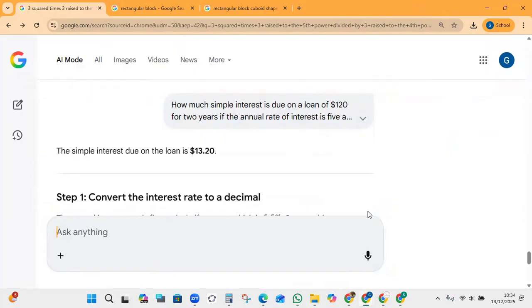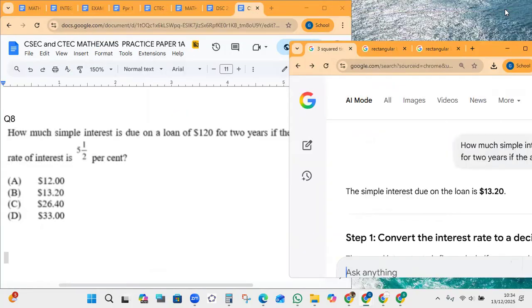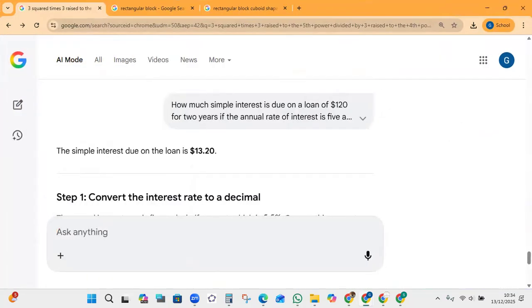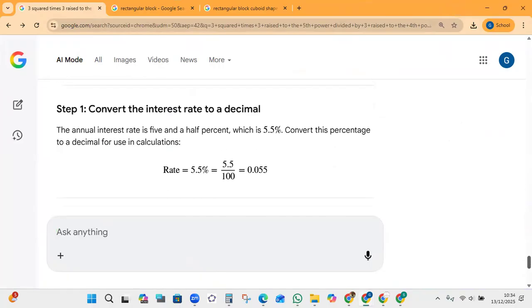So let's see what AI will provide for us as a solution. So it is thinking, and it says the simple interest due on that loan is $13.20. So the question is asking for simple interest. Okay, let's see if this is an option. Here it is, $13.20. So let us read the steps as to how this was calculated.